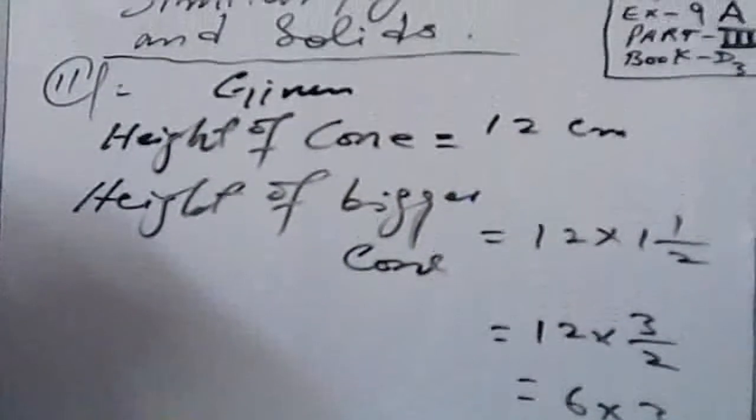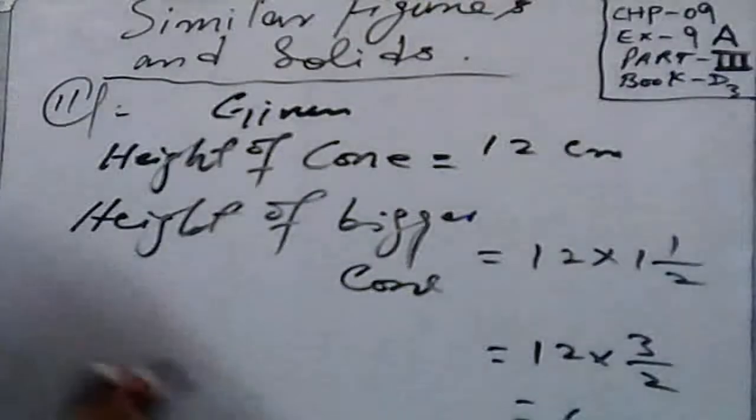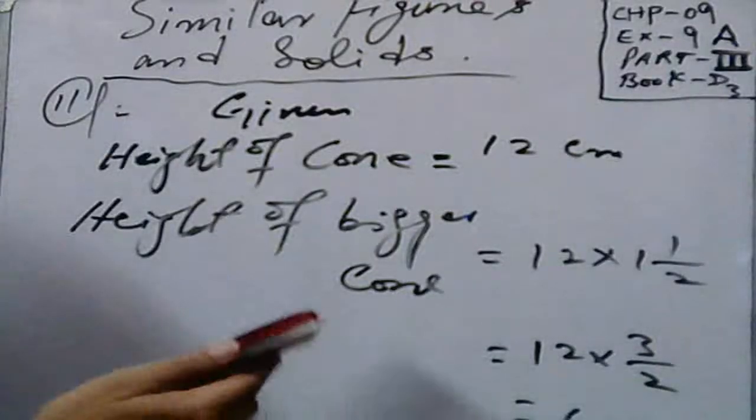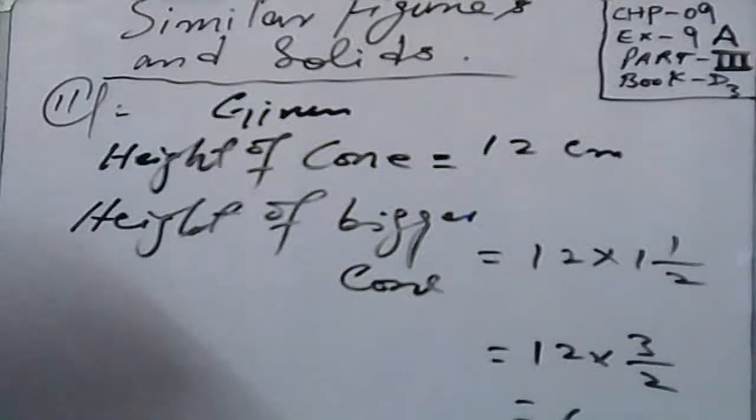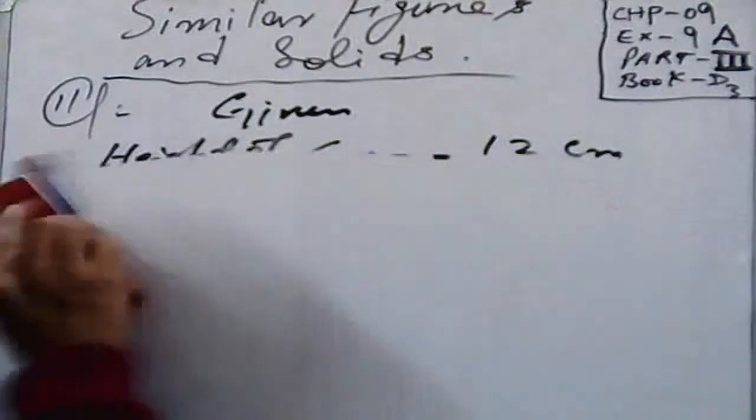This question doesn't belong to this exercise chapter because we have to take similar figures, but here cone is similar, so that one only we have to find how much bigger times, just like a multiplication. So it's not the typical question in this exercise. Anyhow, now coming to question number 12.